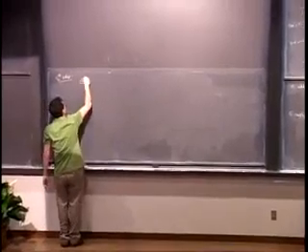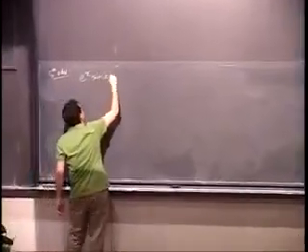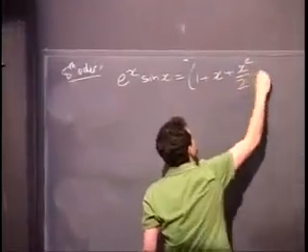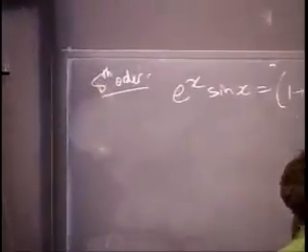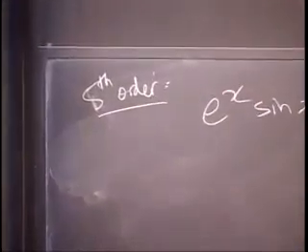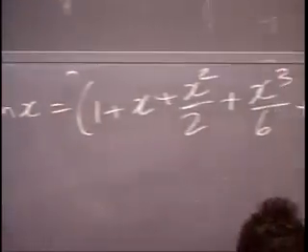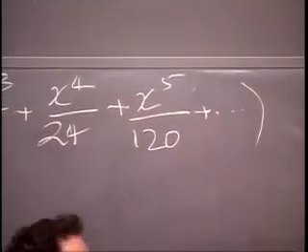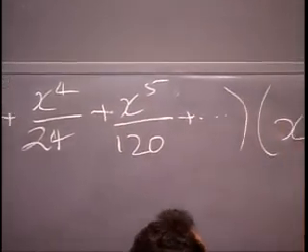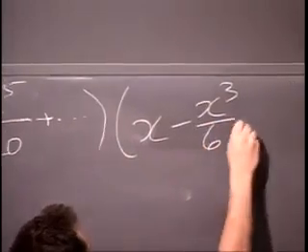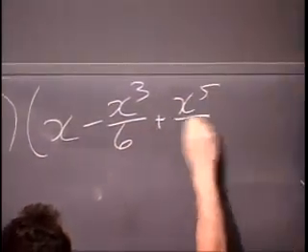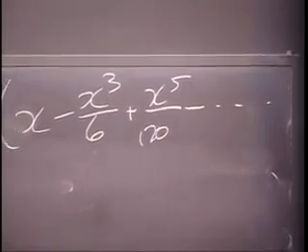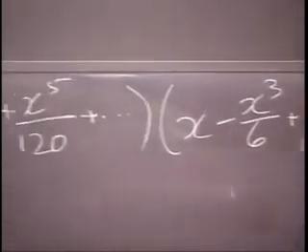Up to 5th order, here's what I get. e to the x is 1 plus x plus x squared over 2 plus x cubed over 3 factorial, which is 6, x to the 4th over 4 factorial, which is 24, x to the 5th over 5 factorial, which is 120. Okay. That times sine x, which is x minus x cubed over 3 factorial plus x to the 5th over 5 factorial, and so on. And if we're lucky, this is going to work. Man, I hope we're lucky.